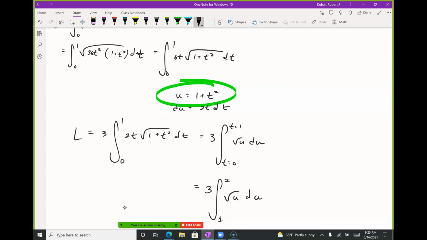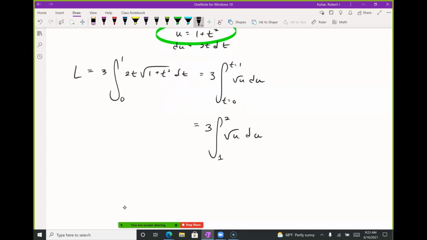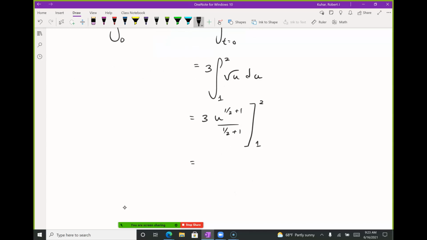And now I don't have to go back to the t world. I can stay in the u world, right? I can just leave my variable as u when I evaluate. I don't have to convert back to t, which is nice. It saves a little bit of time. So this is 3 times u to the 1/2. I'm going to add 1, I'm undoing the power rule, right? And divide by my new power and evaluate it at 2 and then 1. So I've got 3 times u to the 3/2 over 3/2. So it looks like I have 2u to the 3/2 evaluated at 2 and then 1.